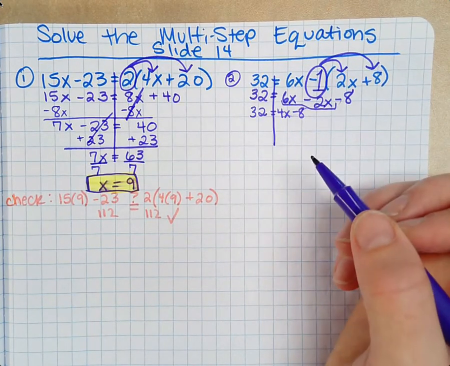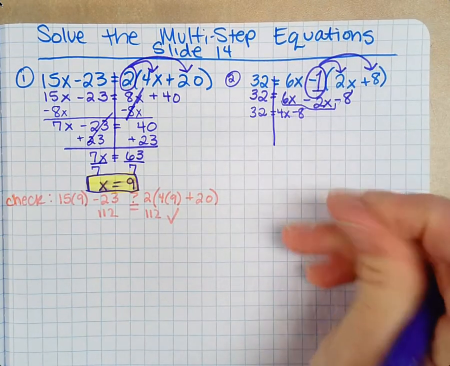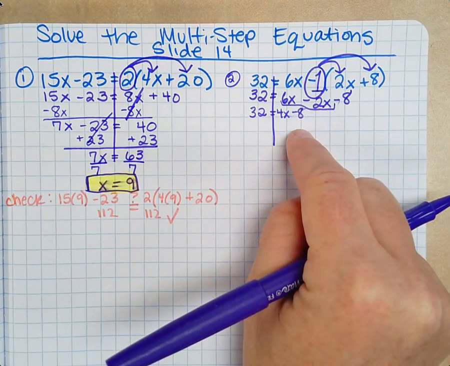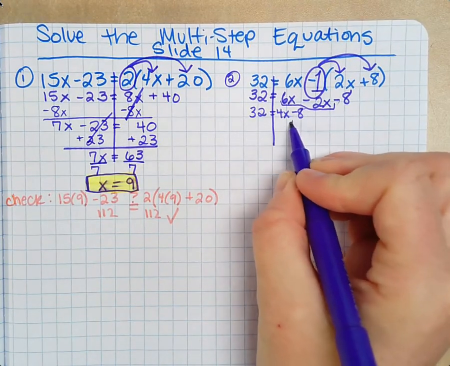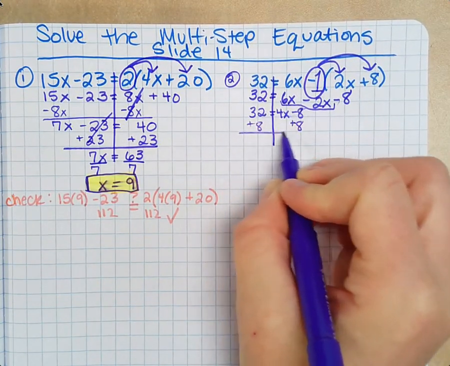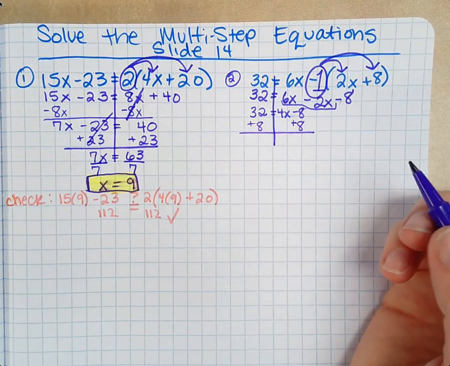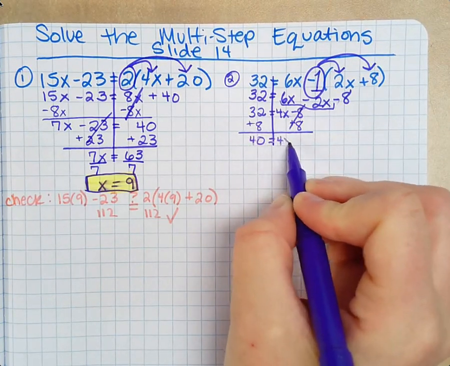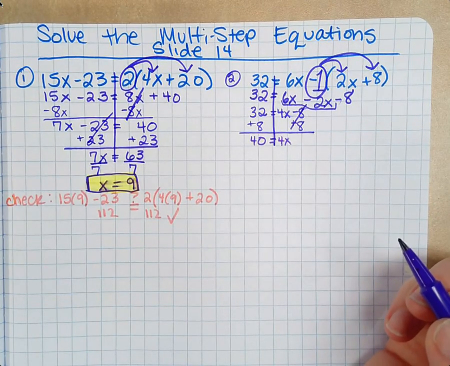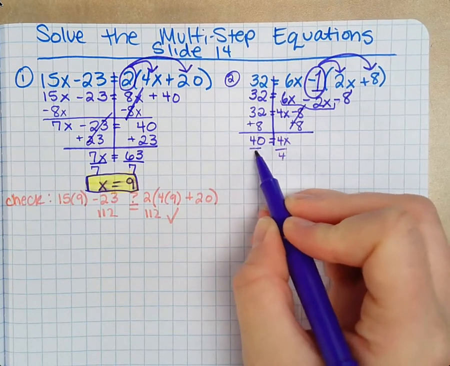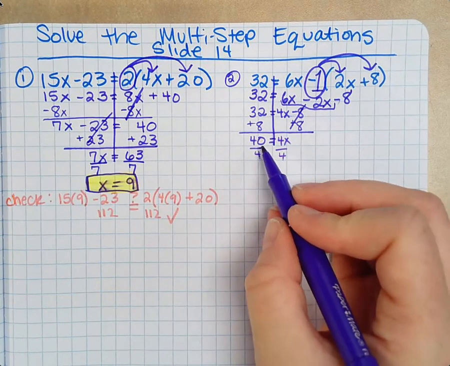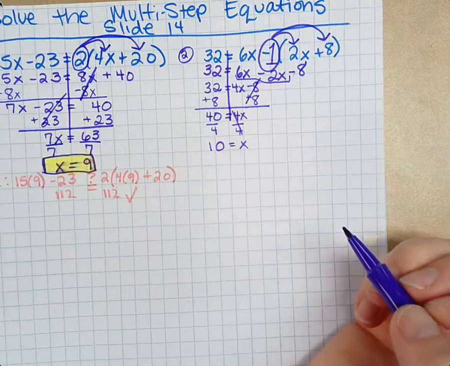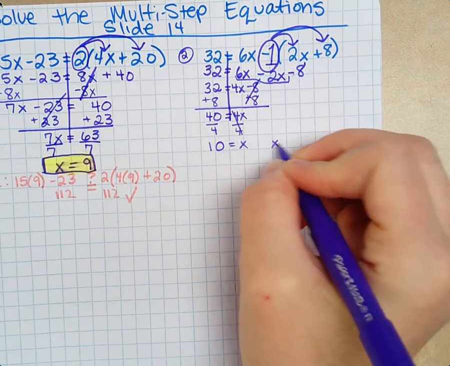Okay, now we've distributed, we've combined like terms. So now we need to solve and get x all by itself. So I need to move this minus 8 to the other side by doing the opposite, so plus 8. Plus 8 = 40. And then divide by 4 all the way through. 40 divided by 4 makes 10 equals x. I like it written the other way, so I'm just going to write x equals 10.